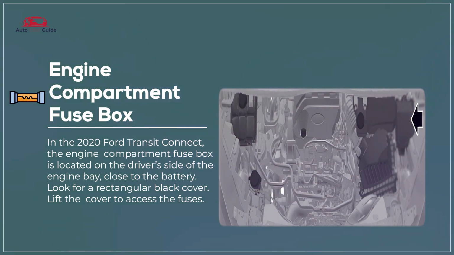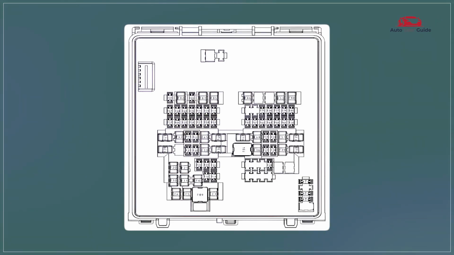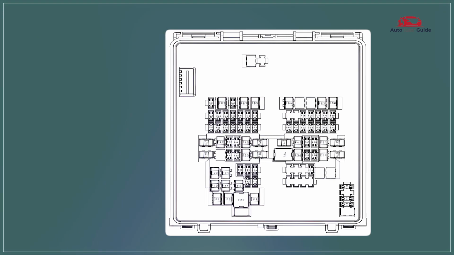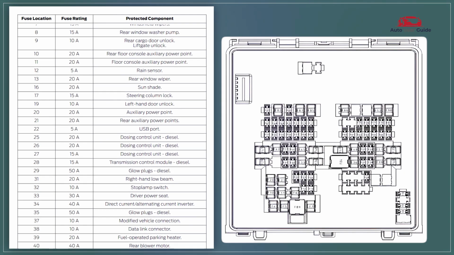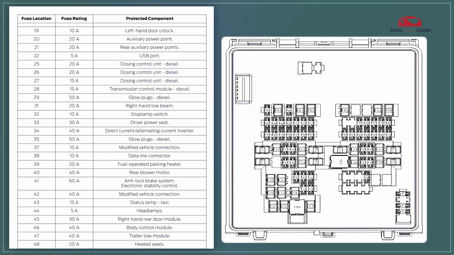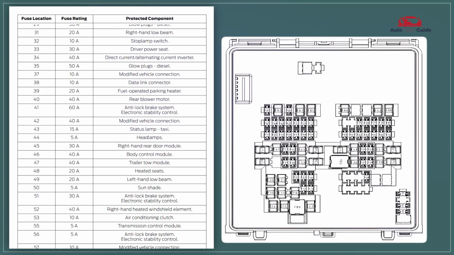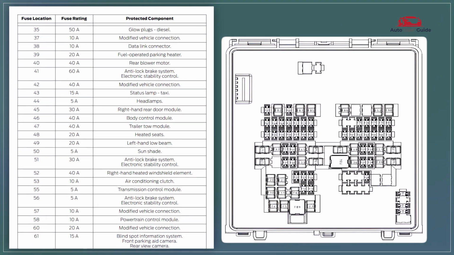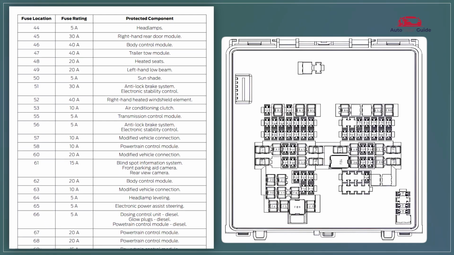Engine compartment fuse box. The 2020 Ford Transit Connect engine compartment fuse box houses essential fuses and relays for the vehicle's main electrical components, including engine control, cooling fans, and lights. It protects these circuits from overloads and short circuits.